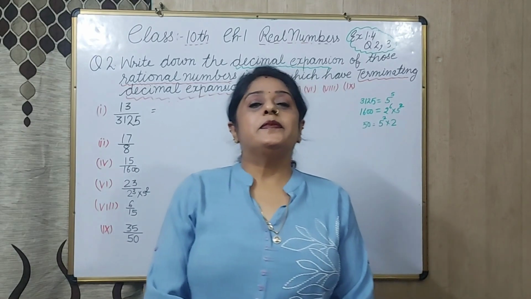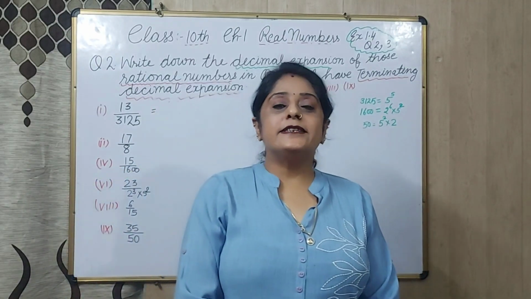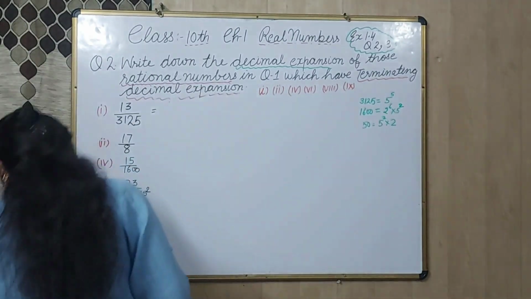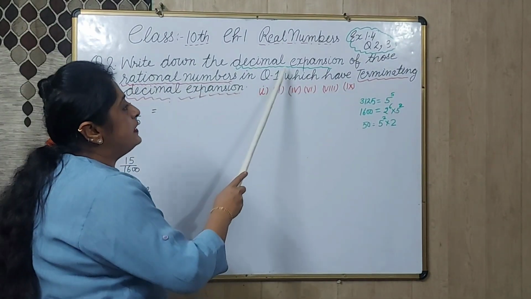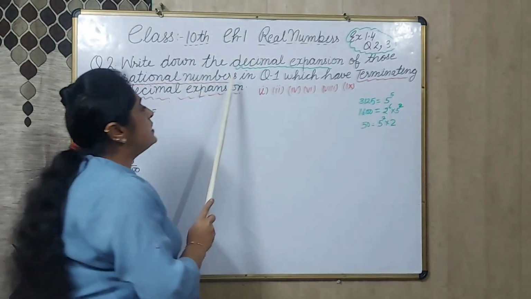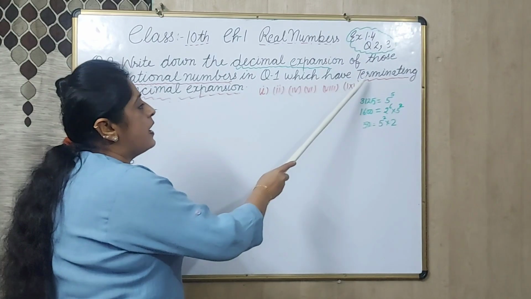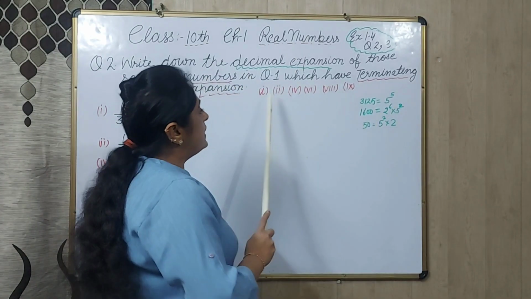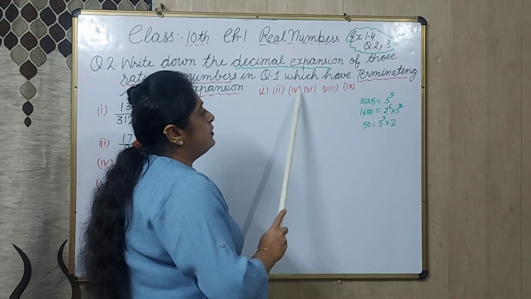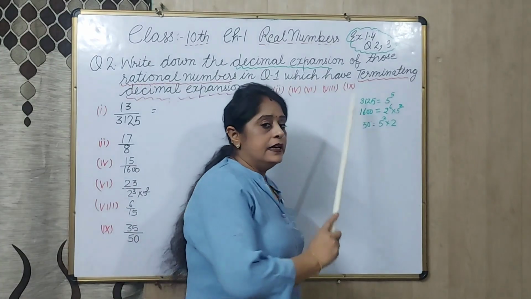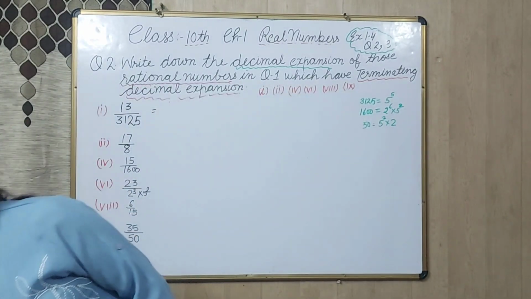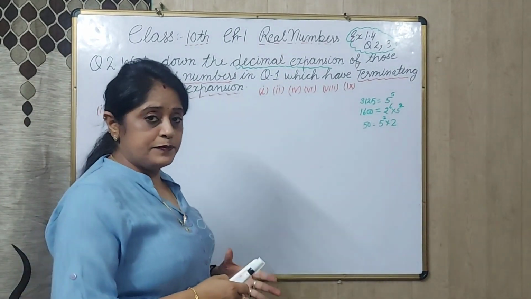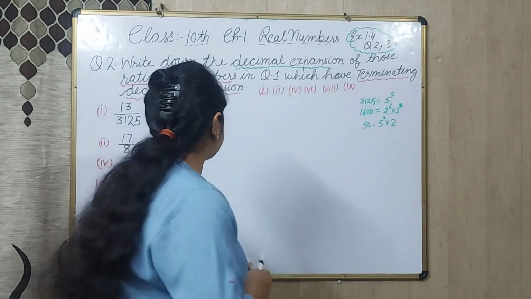Hello everyone. Today we will do exercise 1.4, question number 2 and 3. In this question, we have to write down the decimal expansion of those rational numbers in question 1 which have terminating decimal expansion. We have done this question previously where we got parts 1, 2, 4, 6, 8 and 9 having terminating decimal expansion. So we will solve those only.